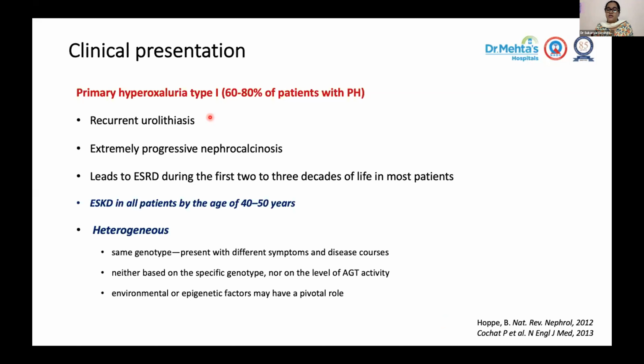Nevertheless, this is a very heterogeneous type of disease, especially PH1. Within the same genotype and within the same families, many people can present with different symptoms and have a varying course of disease. You cannot predict the clinical presentation based on the specific genotype or even on the level of enzyme activity. All this is thought to be because of environmental or epigenetic factors, or multiple other factors in your mutation analysis, like post-transcriptional effects, that play a role in how the disease progresses and behaves.